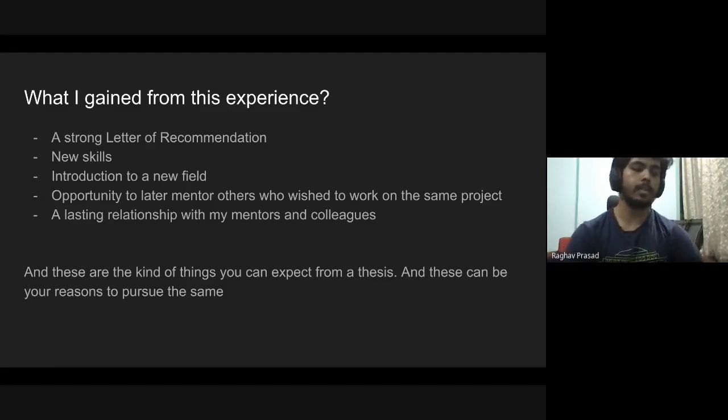Second thing, I learned new skills. Computer graphics I had never touched before. Virtual reality again, never. And also some of the hardware stuff, Arduino, and all of that. That was pretty cool. Introduction to a new field. Virtual reality was something that always fascinated me, however, I did not get the chance to venture into that space. So this was great for that.